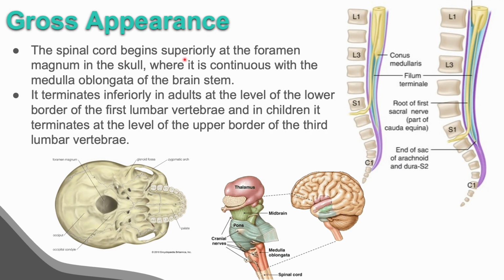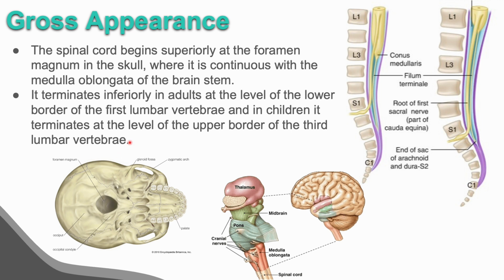So the spinal cord begins superiorly at the foramen magnum in the skull. I'll stop right here and let's think about the word foramen magnum. So we already know that foramen means a hole, and magnum means big. So foramen magnum means that there's a big hole in the skull, and we see it right here clearly.